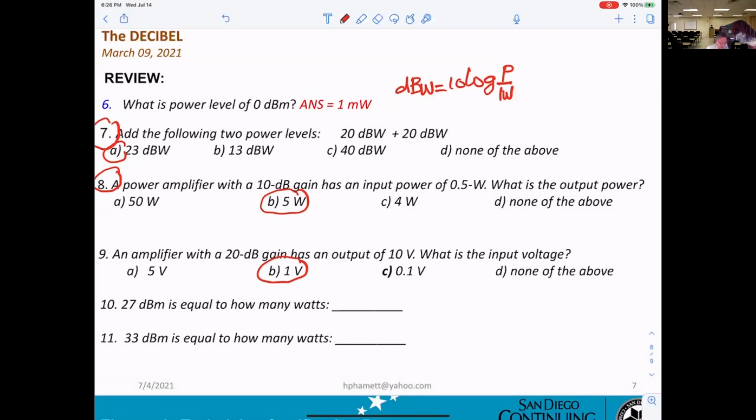Number 10, 27 dBm. How many watt? 0.5 watt. You get 0.5 watt, right? Yeah. Okay, and the last one, 11.